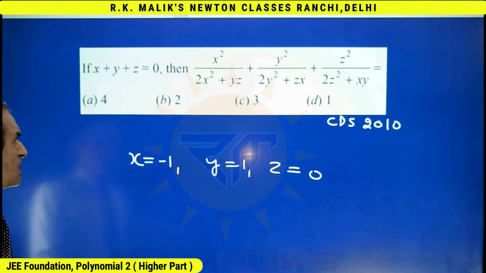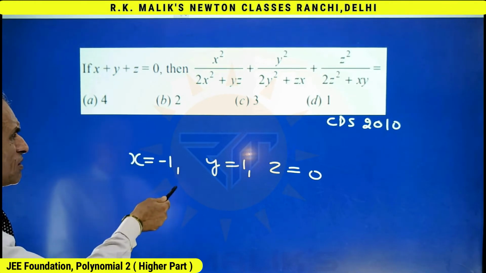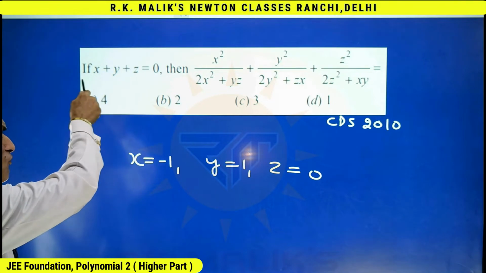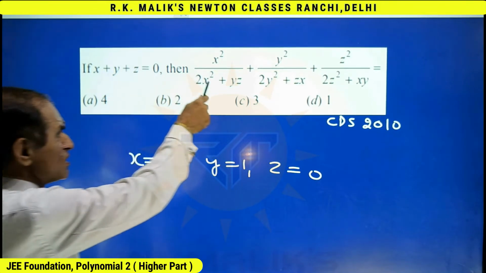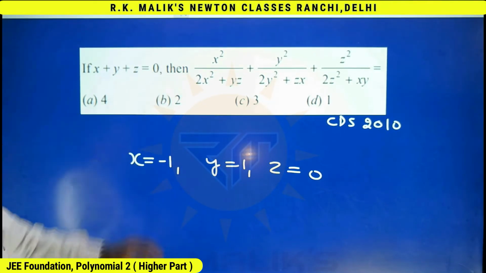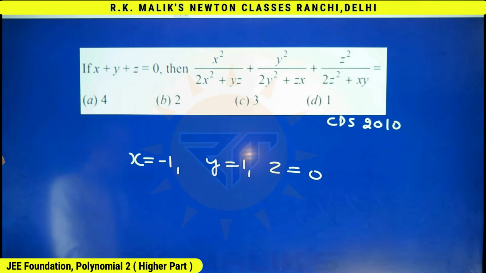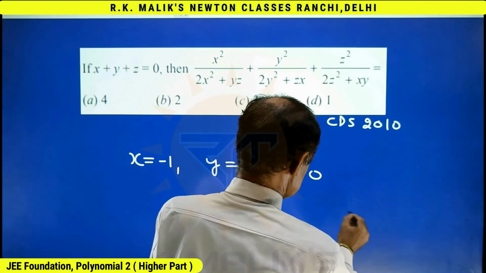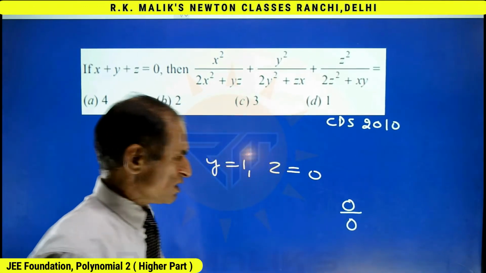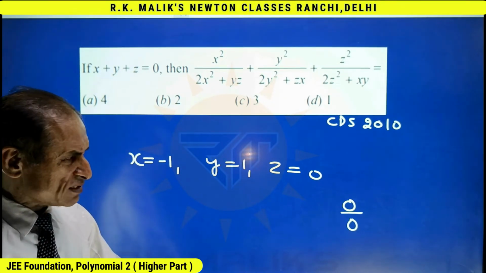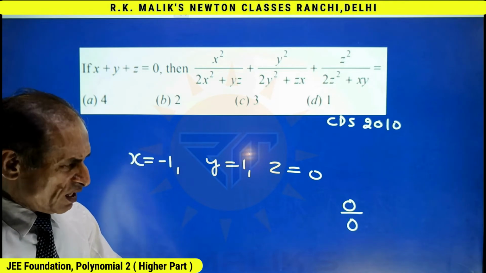Some of you may think that an even better way is to take all three as 0. But if you take all three as 0, this question will become undefined, because 0 upon 0 is undefined. If some higher level student is seeing this video, he may say that 0 upon 0 is indeterminate form. But no, in the present case 0 upon 0 is undefined.